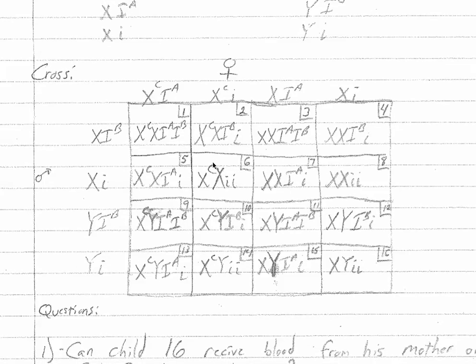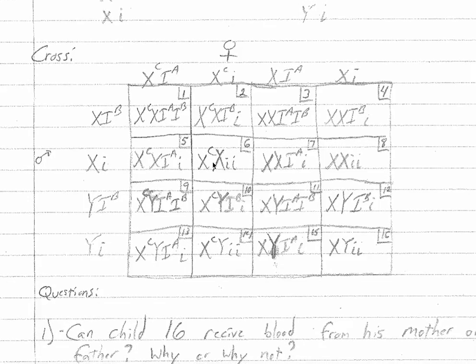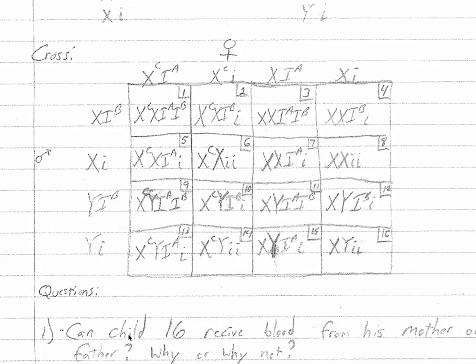I have a couple questions down here having to do with blood type. So question 1 says, could child number 16 receive blood from his mother or father? Why or why not? And if we look, child number 16, it's a boy. That doesn't matter for this problem. But he has type O blood. And as we talked about in class, if you have type O blood, then your body does not recognize either the A or B antigen on red blood cells. So the answer to this question would be no, he cannot receive blood from his mother or father.